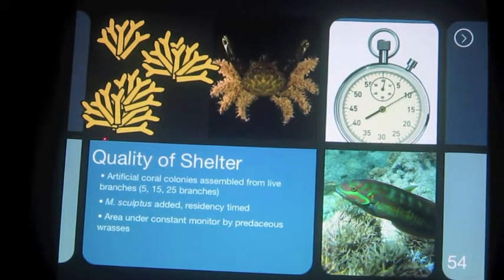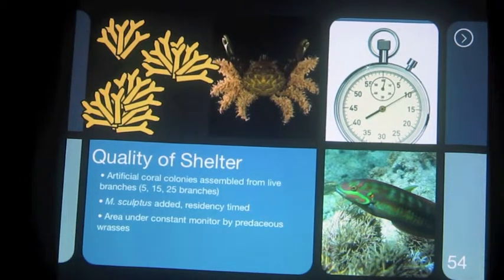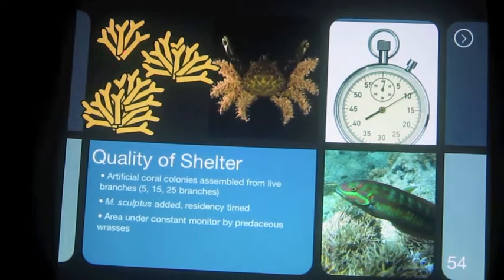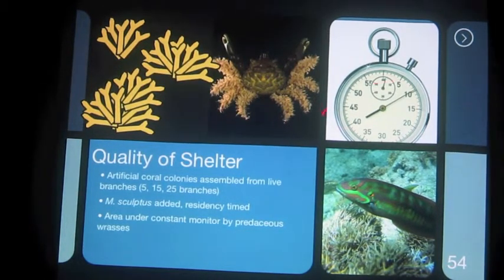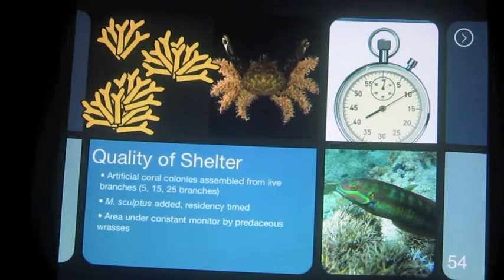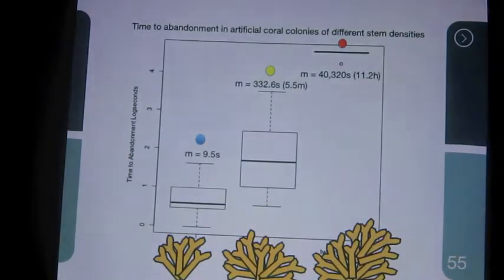And all I would do was create artificial colonies with varying stem densities. So I'd put 5 stems together, or 15 or 25 branches of coral together to create an artificial colony. I'd put in my crab, and then I'd just time it with wrasses everywhere around. And again, the results were very striking, different colors.